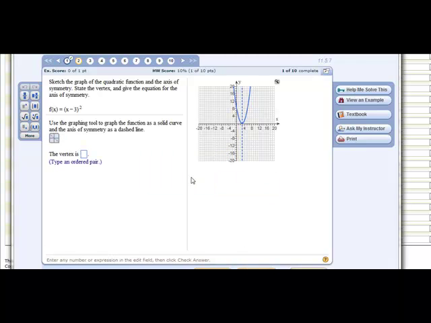The vertex is, now where is the vertex? Well, we said it moved 3 to the right. So it moved over to positive 3. The y value did not change. So, well, hello. How about we put a 0 first? The y value is still 0. Enter.